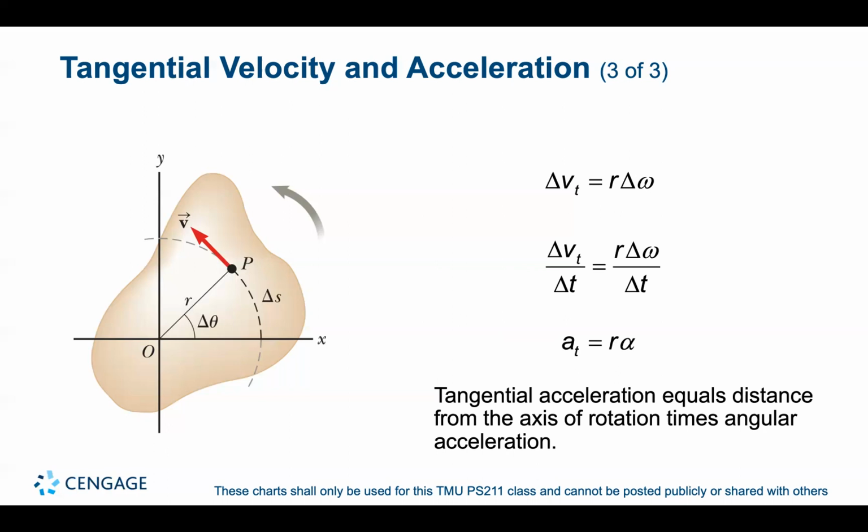On the left-hand side of the equation, note that the ratio delta v t over delta t tends to be the tangential acceleration of that point. As the time interval delta t is taken to be arbitrarily small, delta omega over delta t approaches the instantaneous angular acceleration. So the tangential acceleration of a point on a rotating object equals the distance of that point from the axis of rotation multiplied by the angular acceleration. Again, radian measure must be used for the angular acceleration term in the equation.